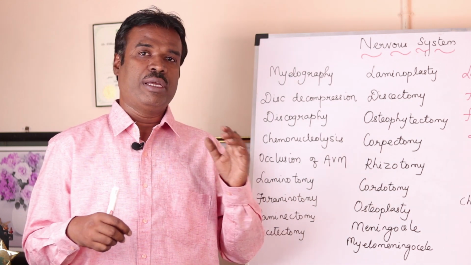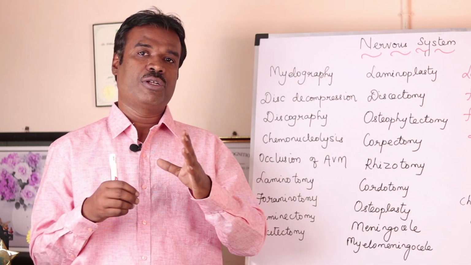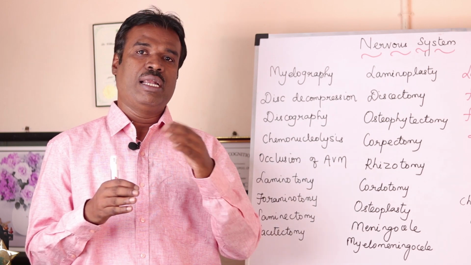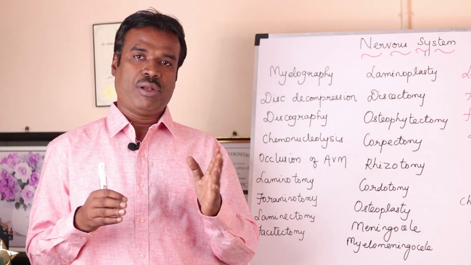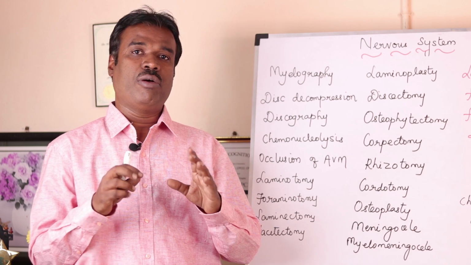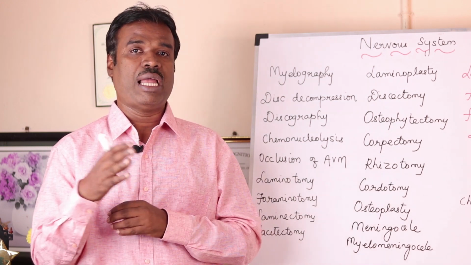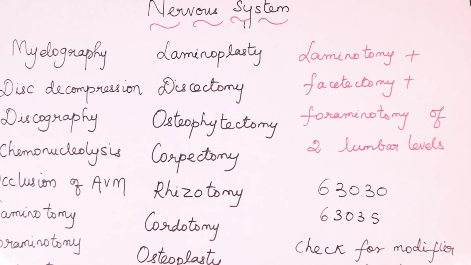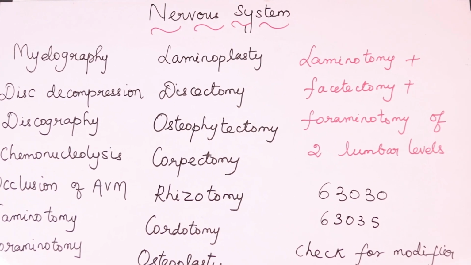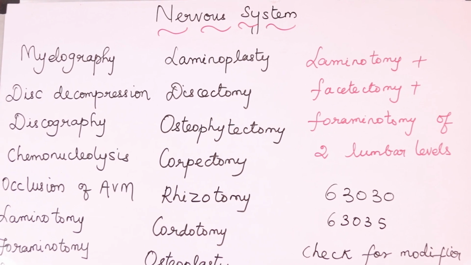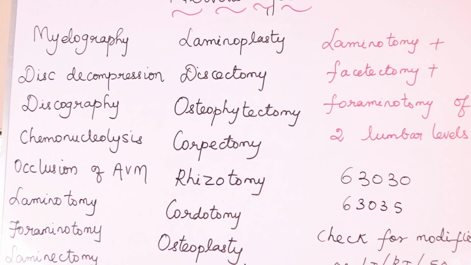So, laminotomy is a procedure where the physician is going to remove the affected lamina. So, that is a laminotomy. A laminotomy also qualifies as a hemilaminectomy. When the physician is going to remove the entire affected laminar arch, it becomes a laminectomy.